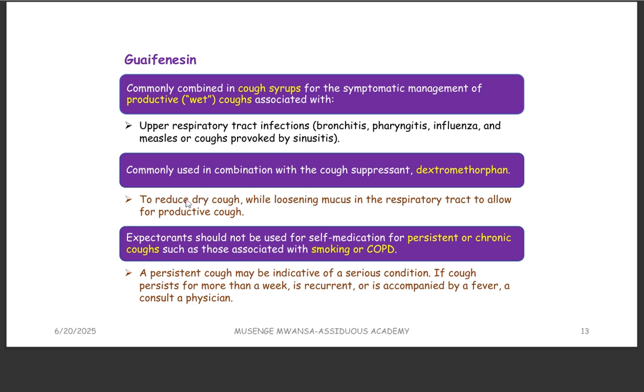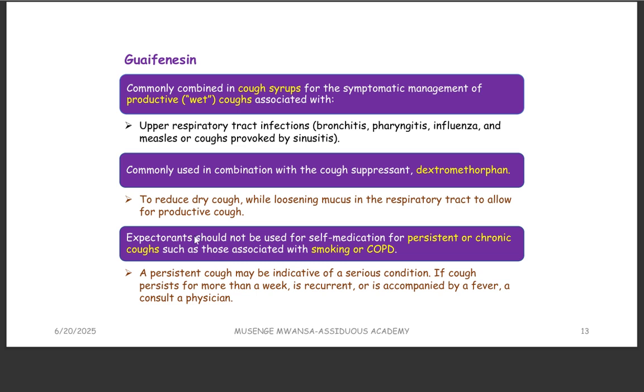So for a non-productive cough, that's the dry cough, you can use a cough suppressant. And then for a productive one where it is wet, you can now give these expectorants to allow for productive cough. Basically, in other words, it's more like you're trying to convert the non-productive to productive. You thin the mucus. Once you thin the mucus, it can be removed from the body.